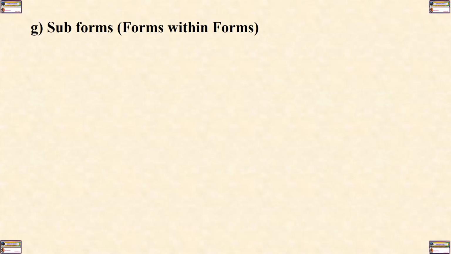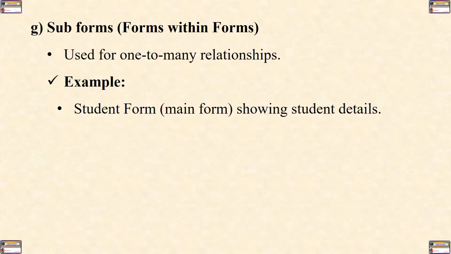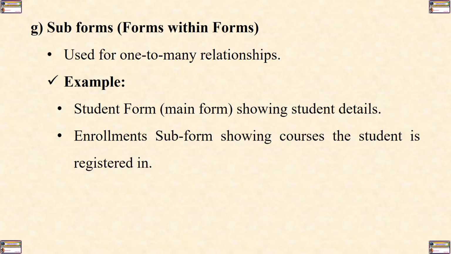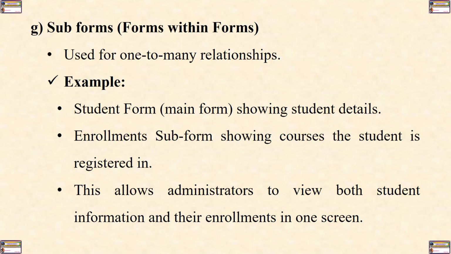Number 7 is subforms, or what we call forms within forms. This is used for one-to-many relationships. An example is a student form, or what we call the main form, showing student details. Then we can have an enrollment subform showing courses that the student is registered in. Now, this allows administrators to view both the student information and their enrollments in one screen.